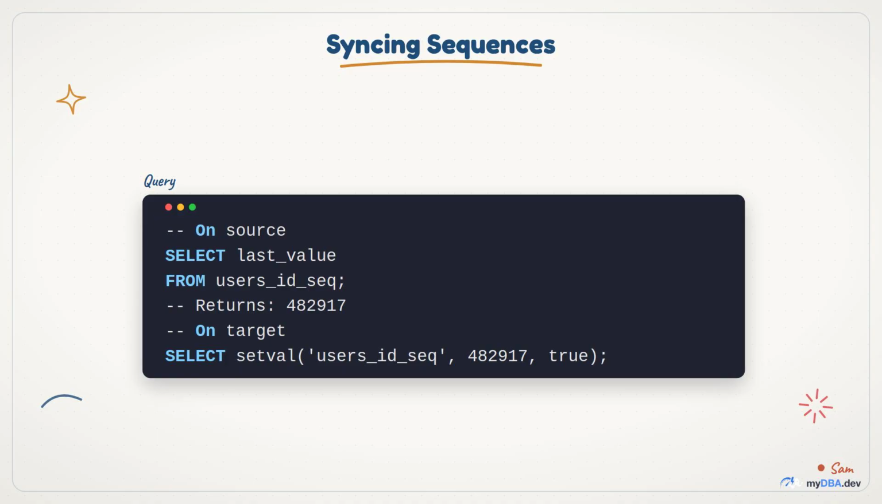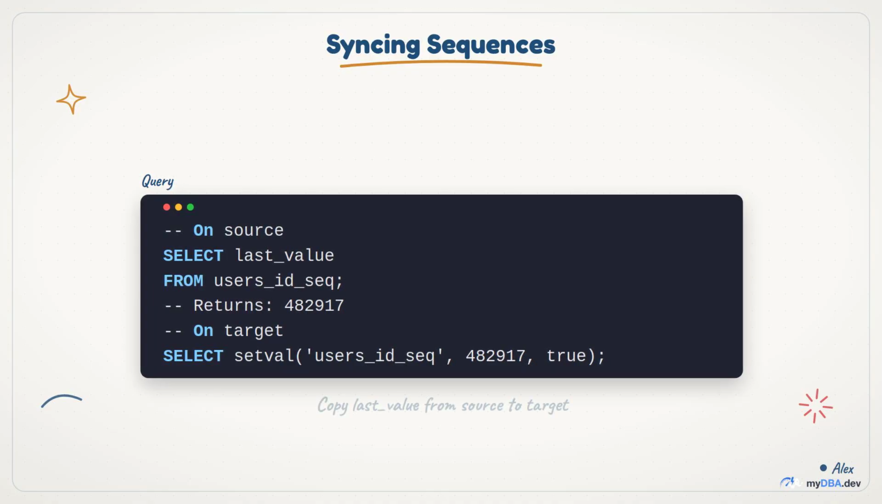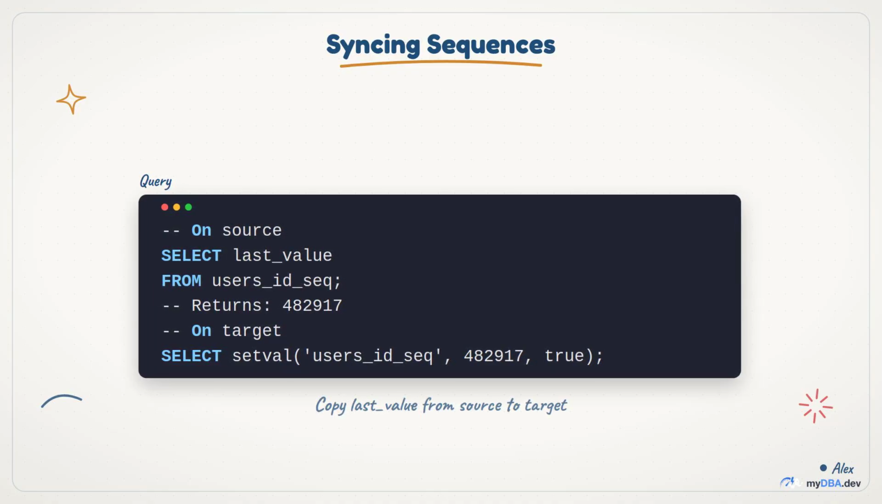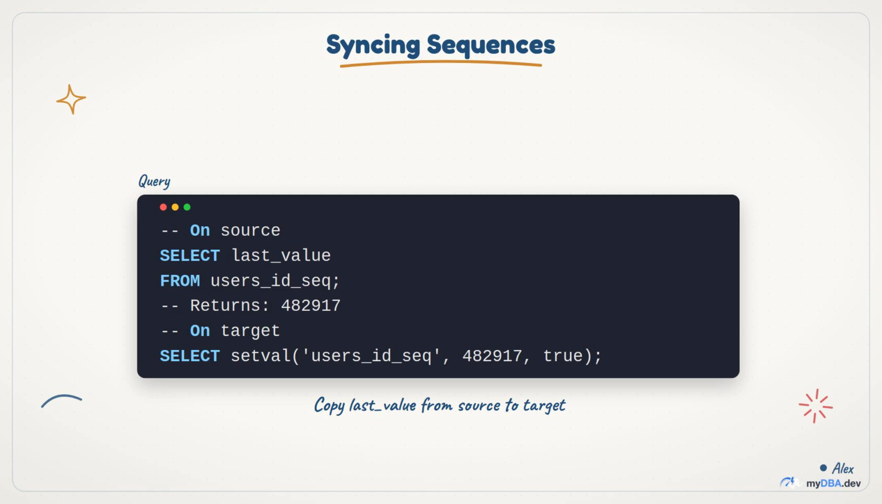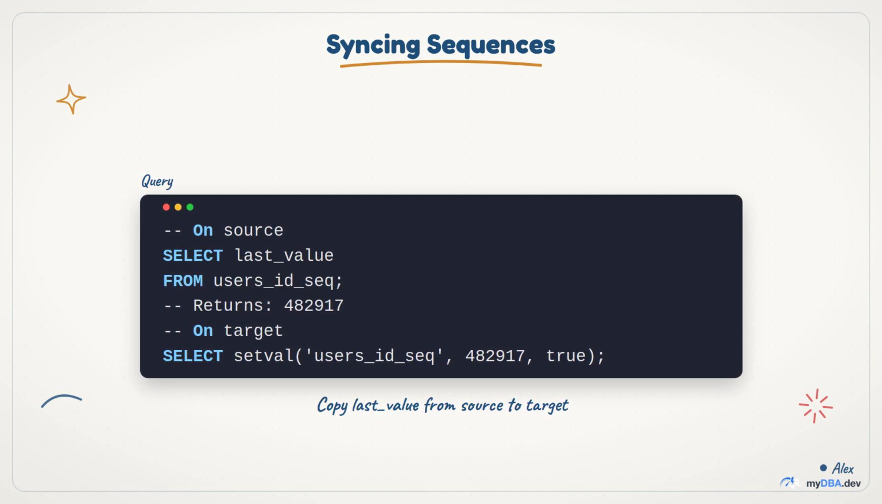And we do this for every sequence in the database? Yes, every sequence that's used by your tables. You can script this by querying information_schema or pg_class to get the list, then loop through them. The entire sync should take seconds if you automate it.